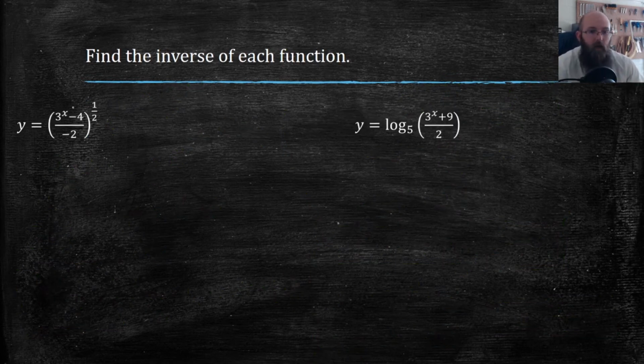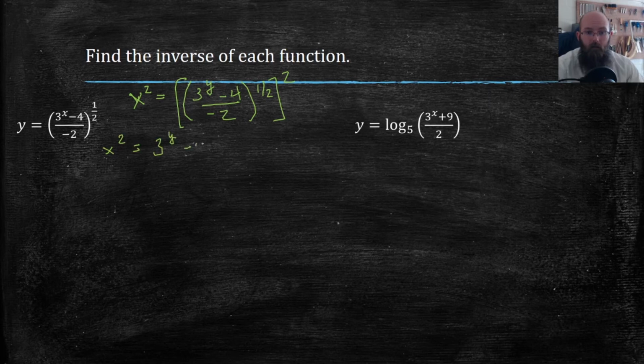I told you. First thing, switch my x and my y's. Then I'm going to square everything. First thing I need to do, get rid of this outside exponent. So, let's square the whole deal. So, x squared equals 3 to the y minus 4 over -2. Well, next step, let's get rid of my -2.